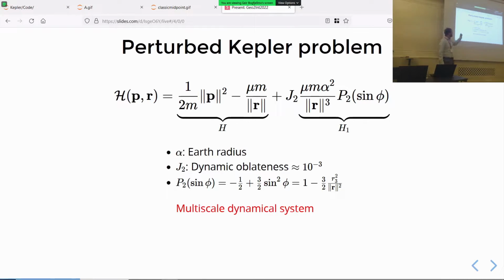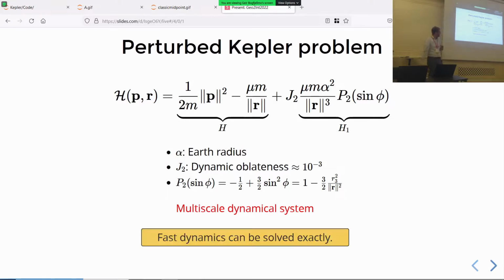My image here is that I have a satellite orbiting Earth, and it's going to trace out these ellipses, but which ellipse it traces out is slowly changing over time due to this perturbation. And we actually know the fast dynamics, so we know how to solve this exactly. There are several ways to approach it. The idea is that I know how to compute this exactly, and then I want to use those exact solutions when I'm solving the whole entire system.